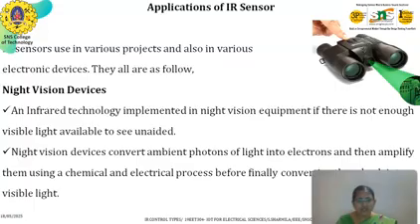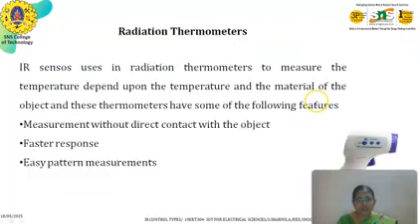This is used where there is not enough visible light available to the unaided eye. The night vision devices convert the ambient photons of light into electrons and then amplify them using a chemical and electrical process. And the another one is the radiation thermometer.